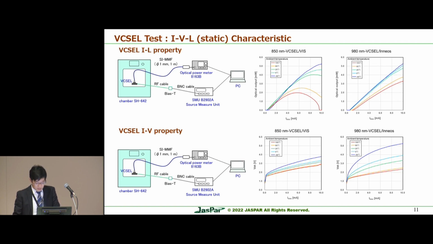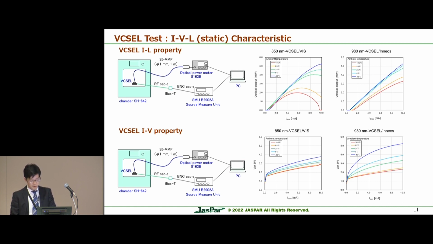This slide shows the IVL characteristic of the VCSEL. A schematic diagram of the IL measurement is shown here. The x-axis is the bias current, and the y-axis shows the optical output power when the current is applied from 0 to 10 milliampere. The ambient temperature is minus 40 to 105 degrees Celsius.